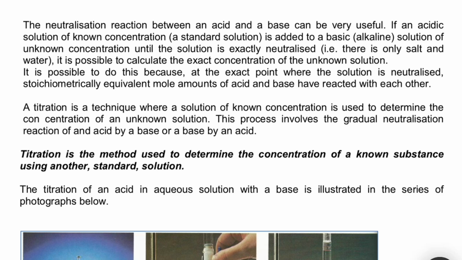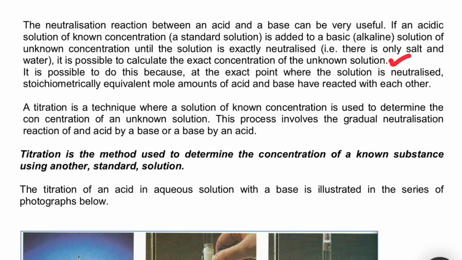If an acidic solution of known concentration is added to a basic solution of unknown concentration until the solution is exactly neutralized, it is possible to calculate the exact concentration of the unknown solution. Right, so that is what titration is all about. We are using the concentration and volume of a known substance to calculate the concentration and volume of the unknown.